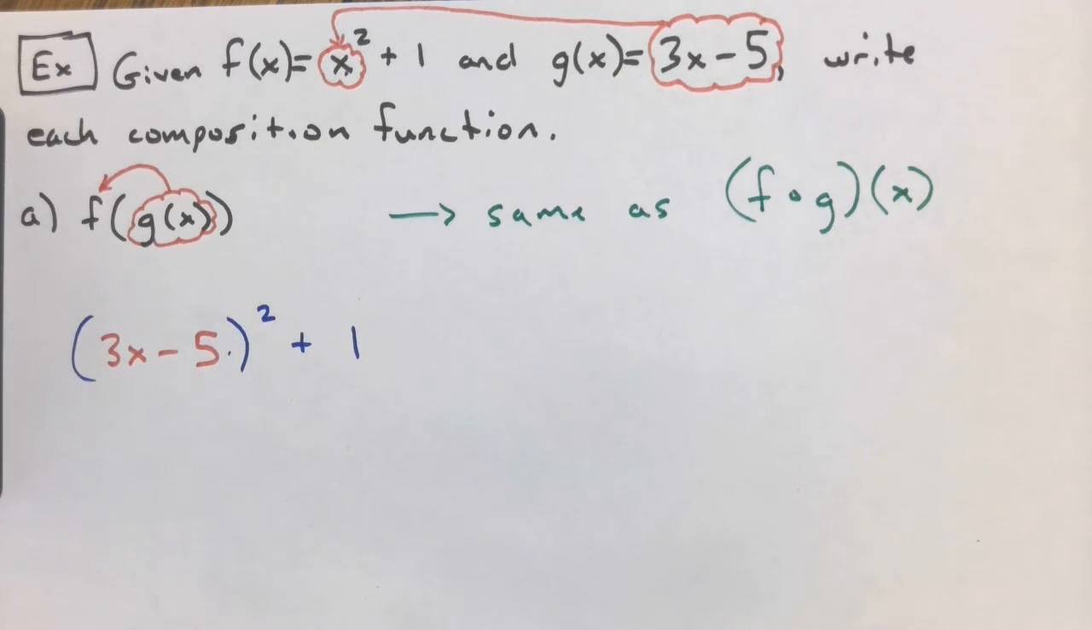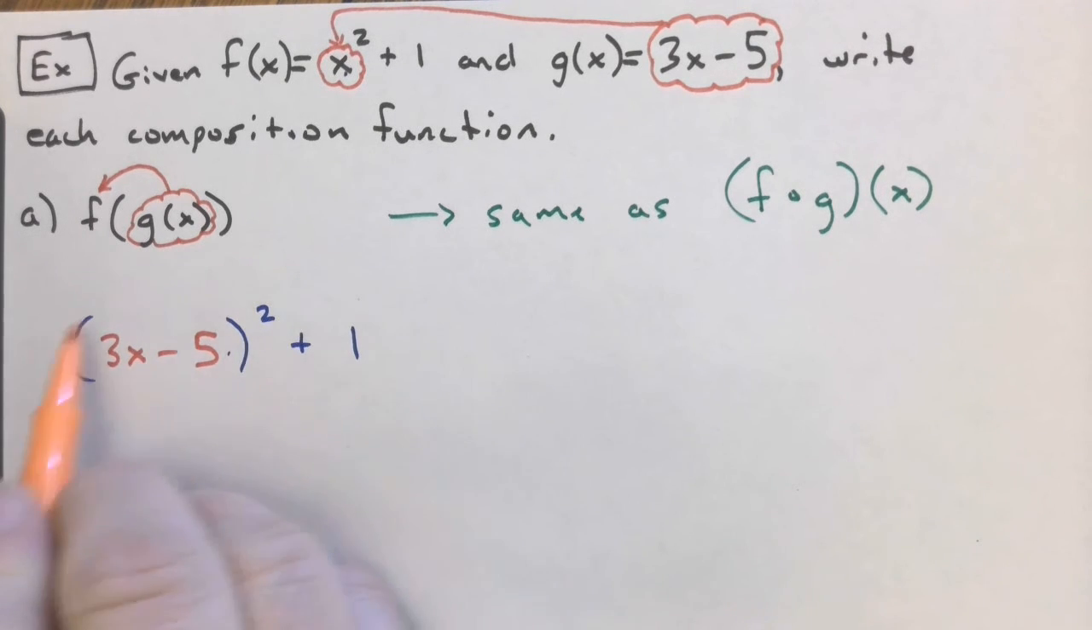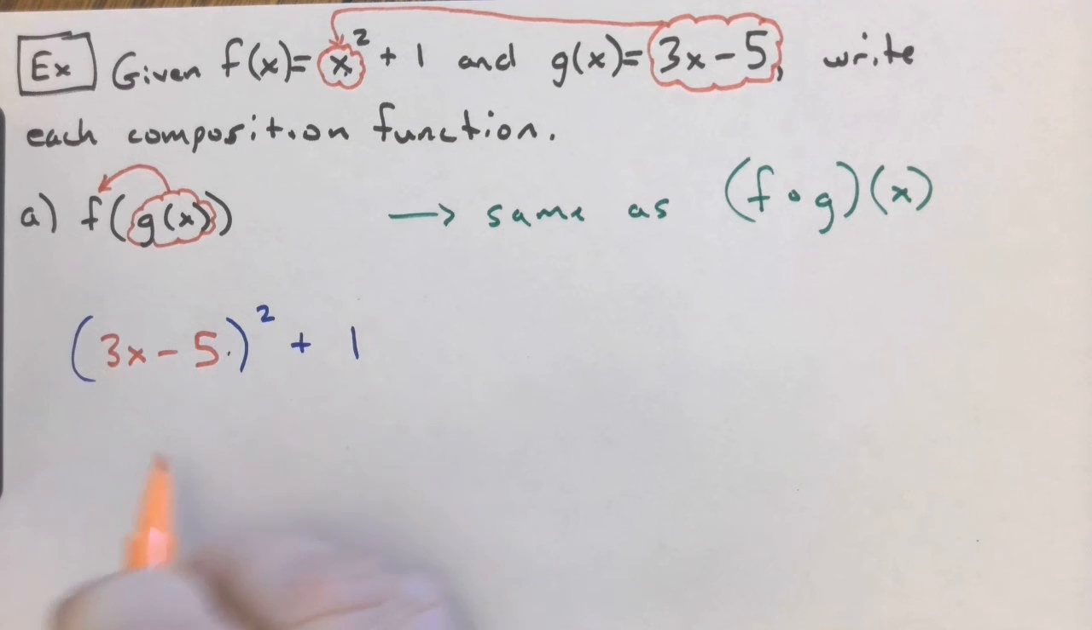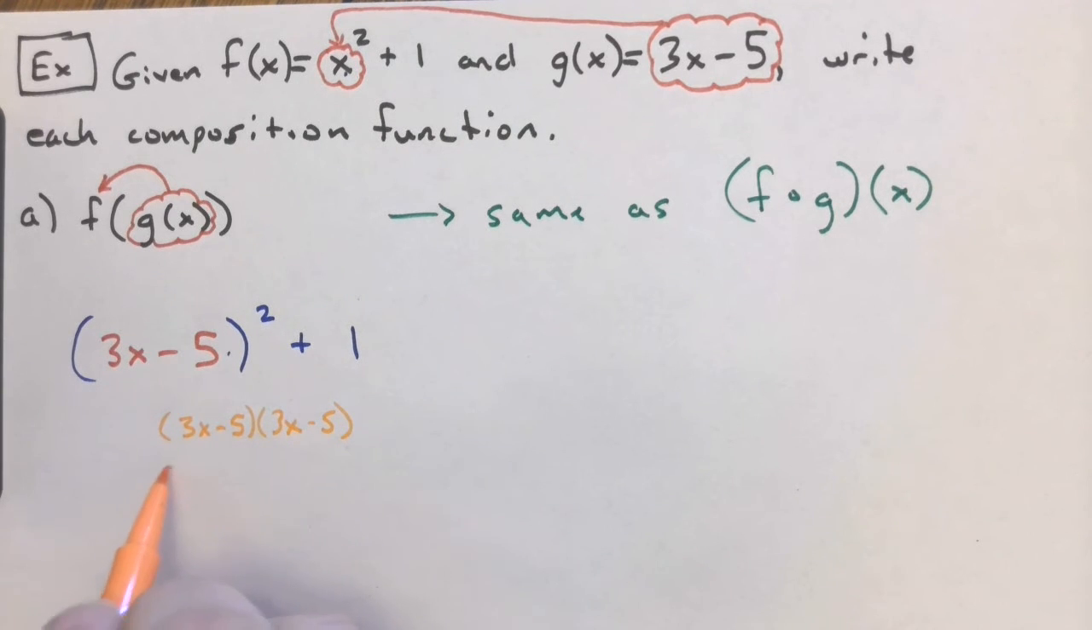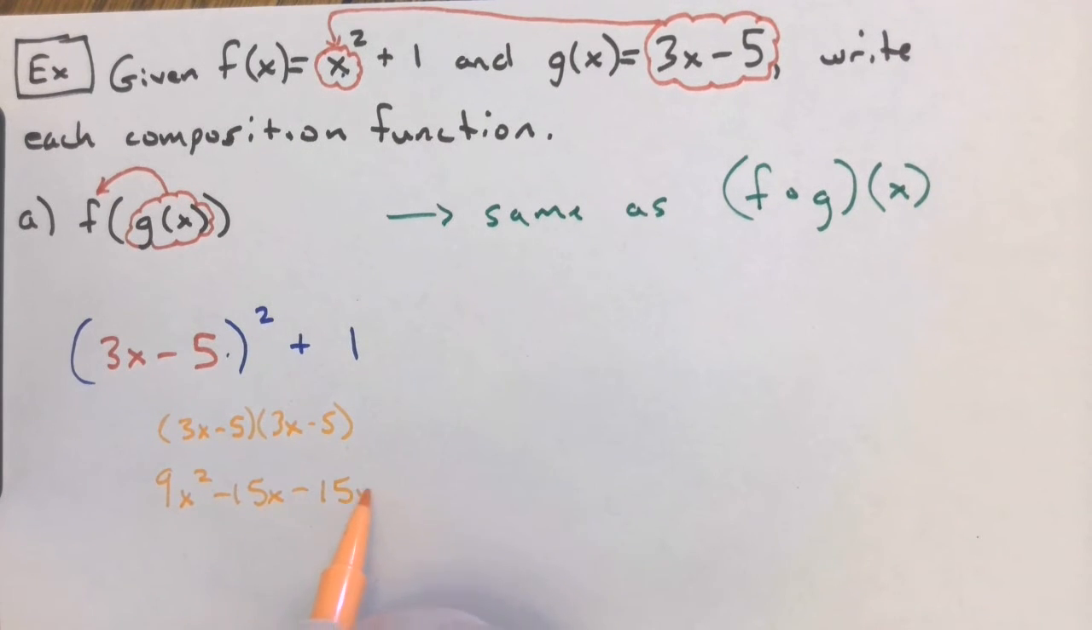To finish this composition function up, I just need to get rid of the parentheses there and then combine like terms. If you haven't memorized the binomial squared formula, remember that you need to think of this 3x minus 5 squared like a 3x minus 5 times another 3x minus 5. If you FOIL that out, you would get 9x squared minus 15x minus another 15x plus 25, which would give you 9x squared minus 30x plus 25.